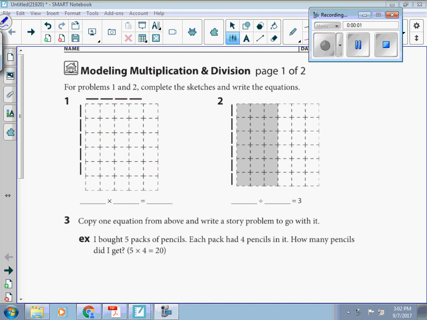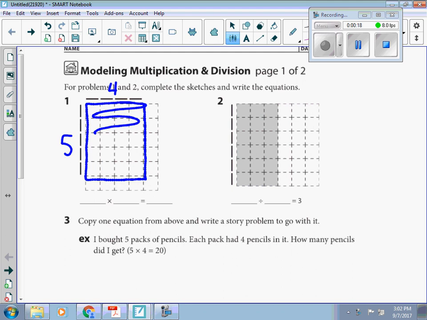So tonight's homework is starting to talk about some multiplication and division strategies, and the first one is the array. Across the top I have 4, and down the side I have 5. And so if I were to shade in my array for 4 and 5, it would incorporate all of these, which would end up being 20 squares.